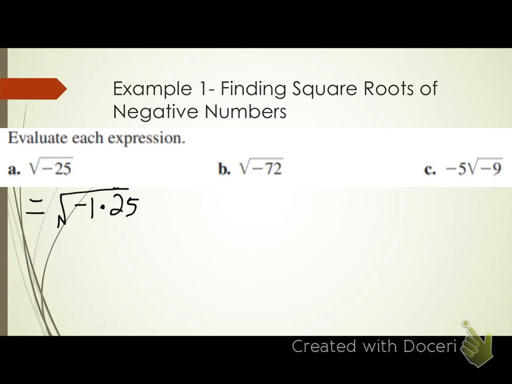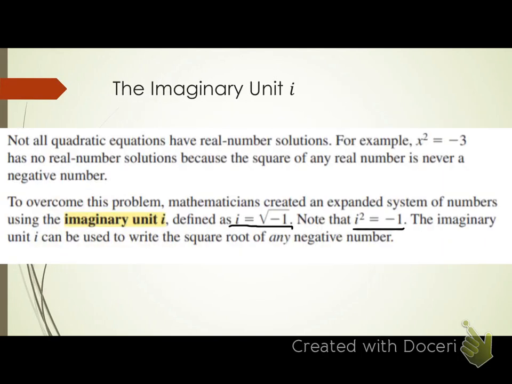Okay? What's the square root of negative 1? I. What's the square root of 25? 5. Does everyone see that? Why did you put the I after the 5? Because the square root of negative 1 is I. We learned that from this slide right here. Square root of negative 1 is I, right?